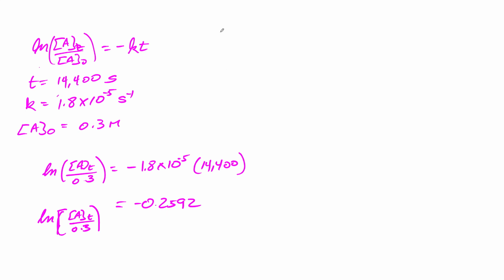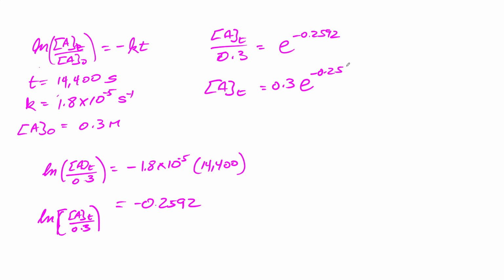So what we have is this fraction, A_t over 0.3, is equal to e to the minus 0.2592. Therefore, A_t is equal to 0.3 times e to the minus 0.2592. And I'm going to solve for the concentration at my time.